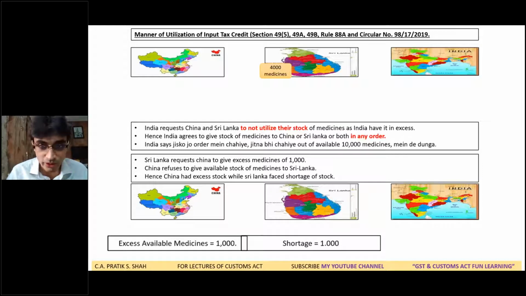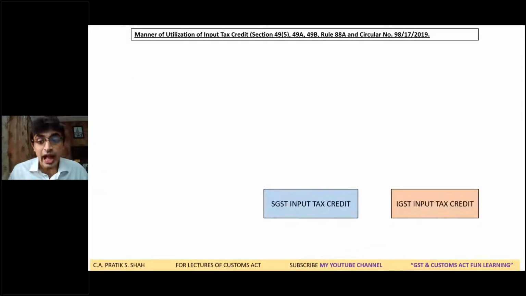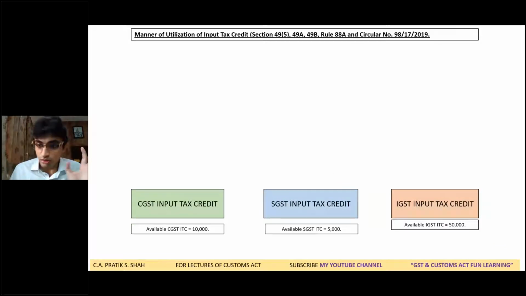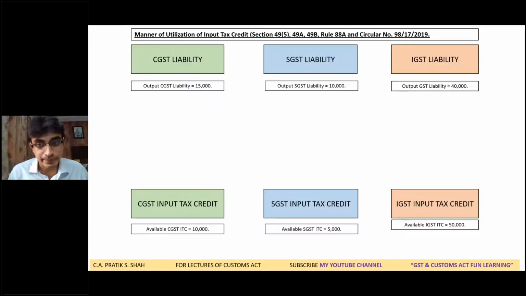You understood this story? Now, why am I telling you this story? What is the relevance of this story? Now, think of India as IGST, China as CGST, and Sri Lanka as SGST. The same example I will explain now through this point. Instead of medicine, say input tax credit is this much, and instead of demand, it is liability.